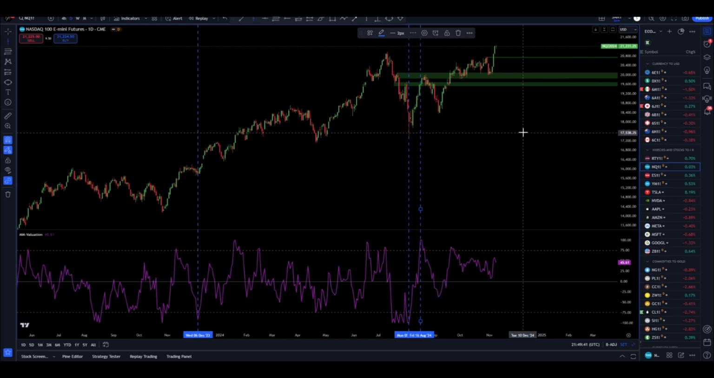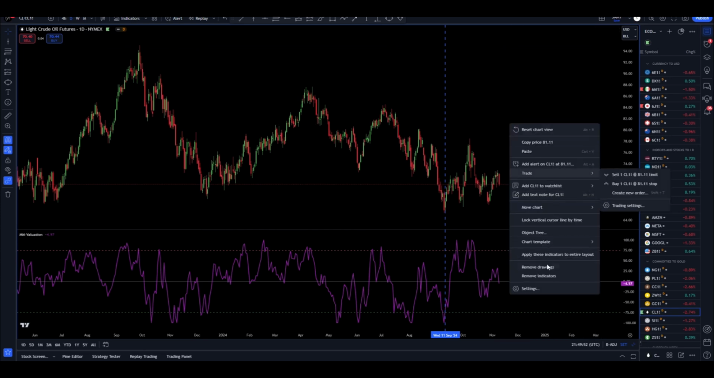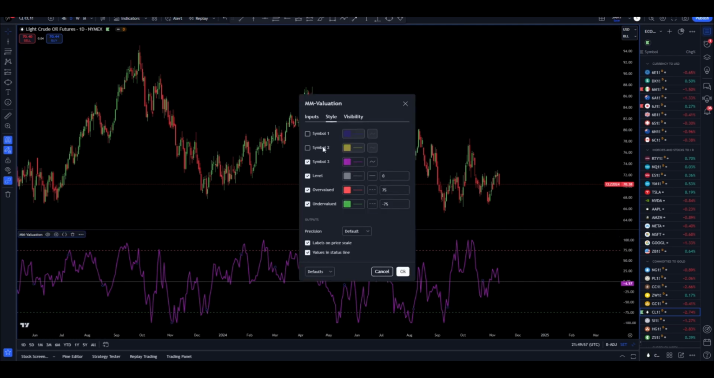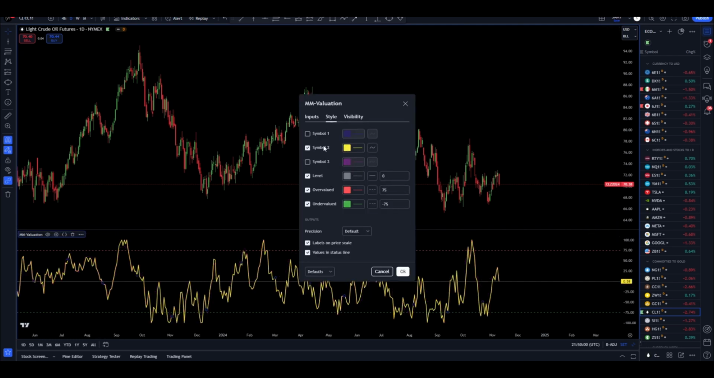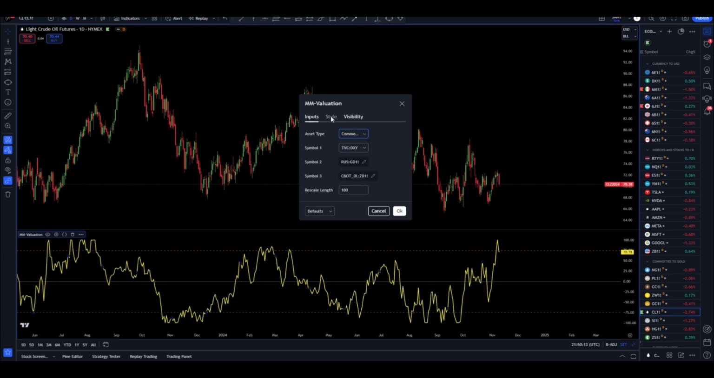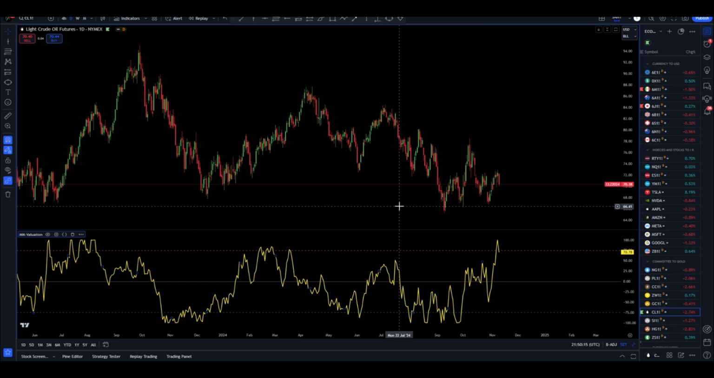Now let's do commodities. For commodities, we will need to compare them to gold. How do we compare commodities to gold? For example, let's compare oil to gold. First of all, we will need to go to settings, and then select symbol 2, which is gold in yellow, and then go to inputs and select commodity. We need to compare commodity, not currency, not index, not stocks. So we are here in commodities, we are totally fine, and then we can start the valuation right now.